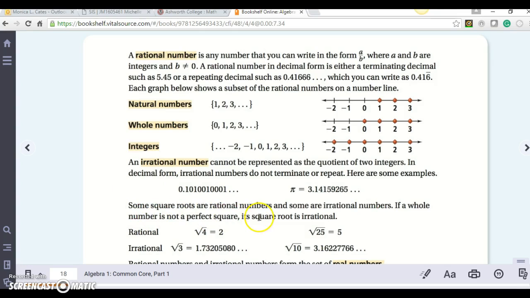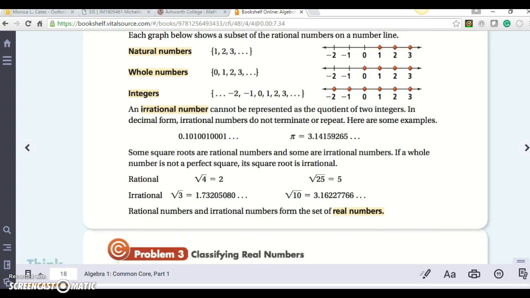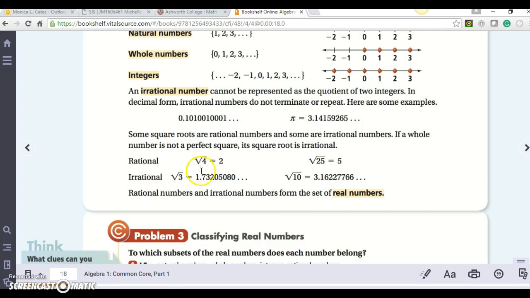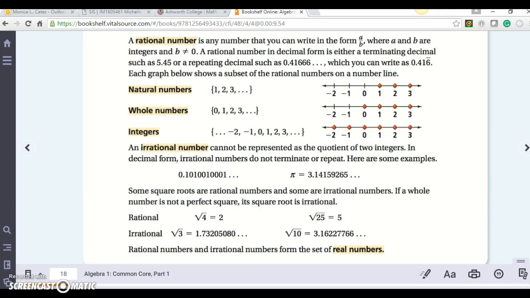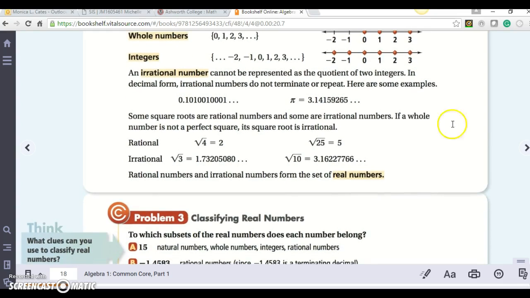Some square roots are rational numbers and some are irrational numbers. If a whole number is not a perfect square, its square root is irrational. So for example, the square root of 4, we get 2. So that's one of the natural numbers, whole numbers, and rational numbers, and it's also an integer. Square root of 25 is also a rational number, whole number, and an integer.